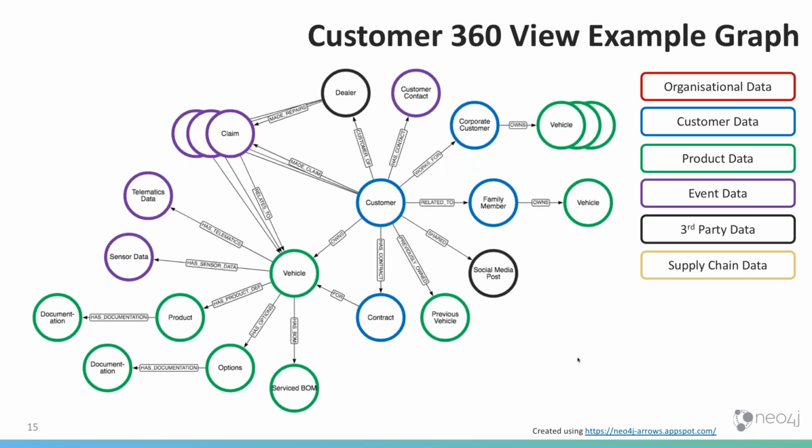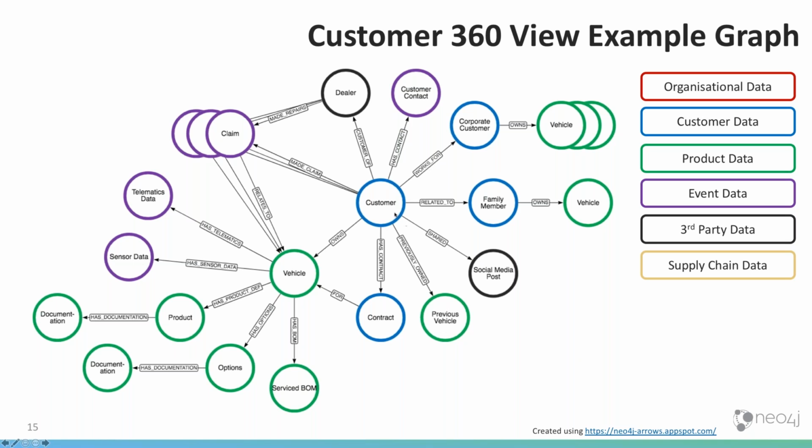Okay, next we'll take a look at Customer 360 View. So this is, of course, a hot topic across most industries. And the goal really is to develop a holistic view of your customer so that you have ready access to all the information that you have about them and understand how it fits together.